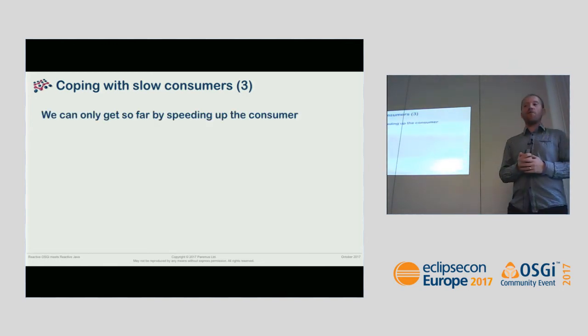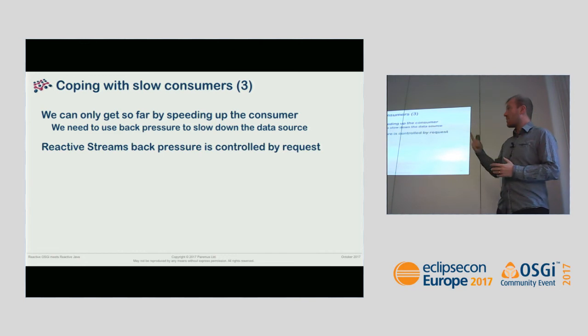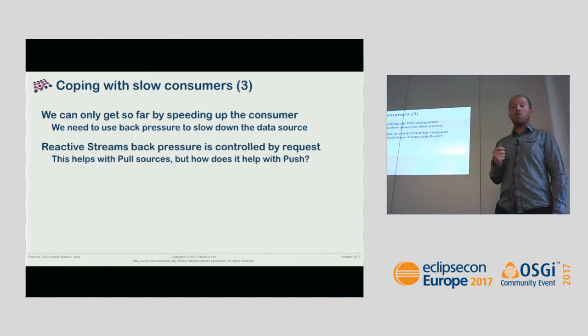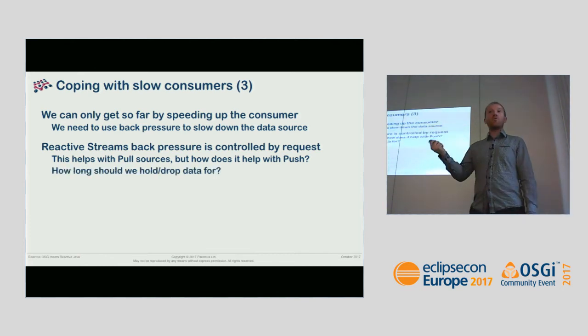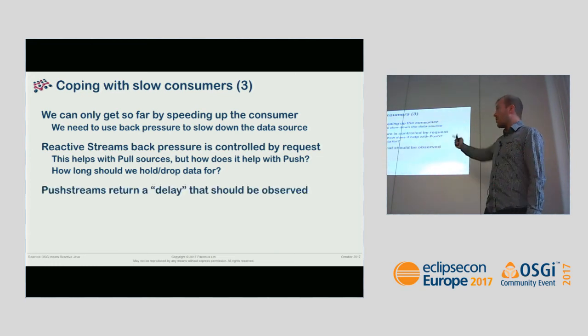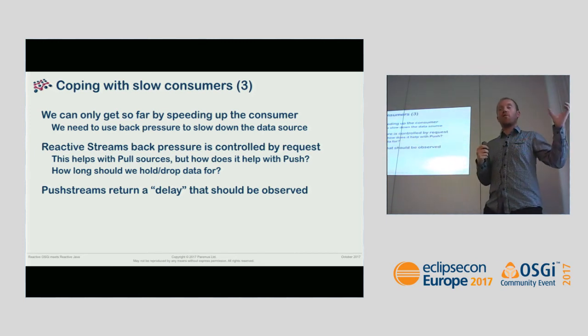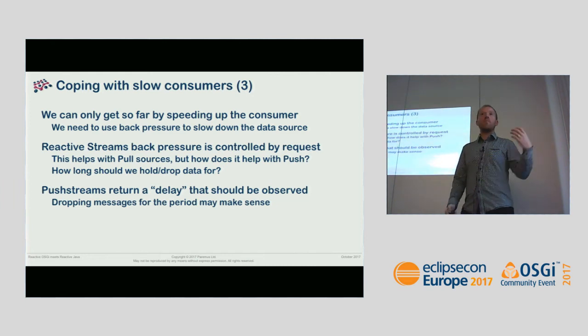But we can only get so far by doing this, right? We need to use back pressure to slow down our data source. And in this case, I've been saying reactive streams, you use the request to do this. It helps your pull source, because you just don't get more data, but how does it help you with push? How long should we hold this data? How long should we drop data for? Push streams, on the other hand, return this delay, and this is a delay that should be observed before sending the next event. You may choose to drop messages that occur in that delay period. You may choose not to.